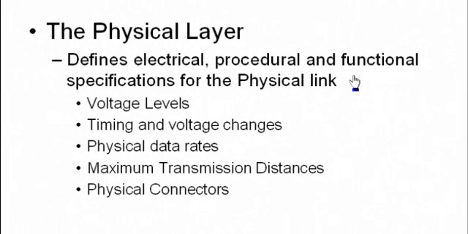So the physical layer defines how all of these zeros and ones are going to be produced and how they're going to be interpreted. Those are called bits. So at the physical layer, you'd see things like voltage levels, or timing and voltage changes, or physical data rates, whether that's light or whether that's electricity. You also might see maximum transmission distances.